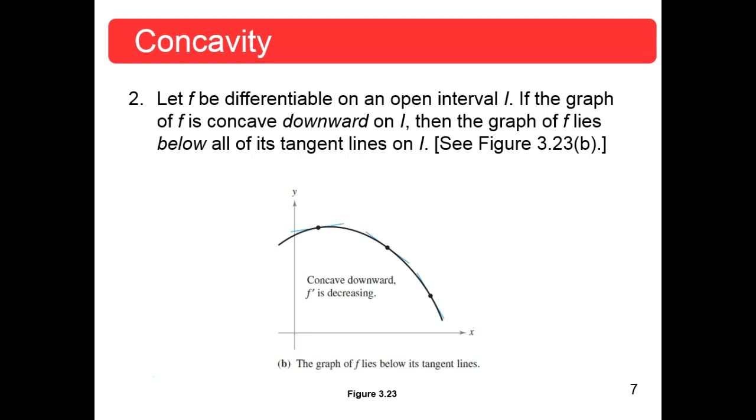What does that mean? That the function is turning downward because the tangent lines are always above it and turning down, trying to keep up. So what does this mean? It's concave downward. The first derivative is decreasing, which we know means the second derivative is negative. Okay. Does that make sense?